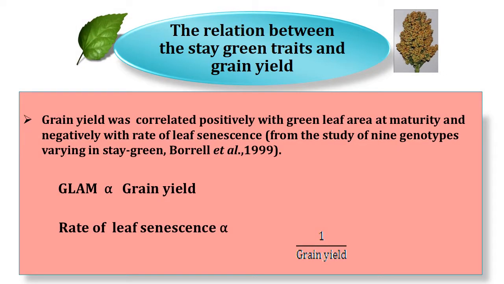The relation between stay-green trait and grain yield. Grain yield was correlated positively with green leaf area at maturity and negatively with rate of leaf senescence. That is, GLAM is directly related to grain yield, and rate of leaf senescence is inversely proportional to grain yield.